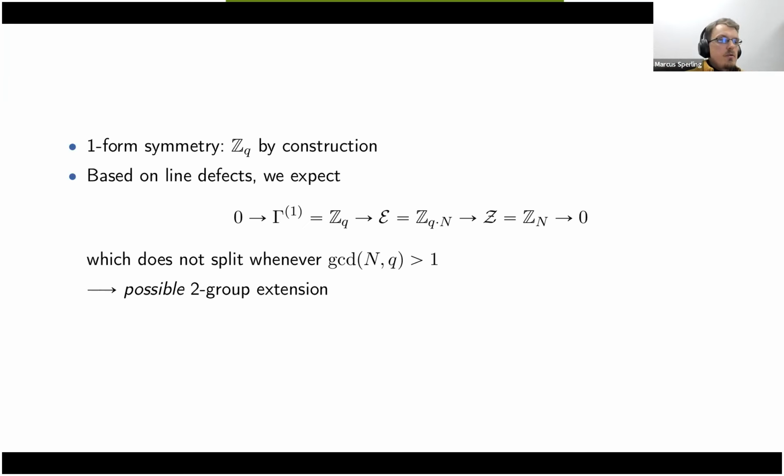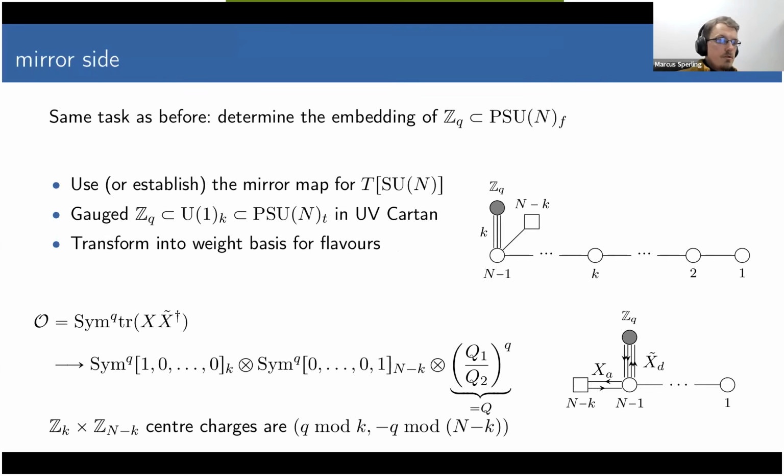Of course, the one-form symmetry is by construction ZQ, and for the possible two-group symmetry, we expect the same scenario as before, simply by the same arguments, just a bit longer. In terms of the mirror, we see it also behaves very similarly to the U(1) case. In a sense, there's only one flavor symmetry, and we again need to work out how the ZQ embeds, but it's fairly the same exercise since there's only one flavor node. So you just need to remember that you started working in the UV Cartan, so you need to go back into the IR, use the Cartan matrix, and then you can find out what the action of the ZQ on the flavors is.